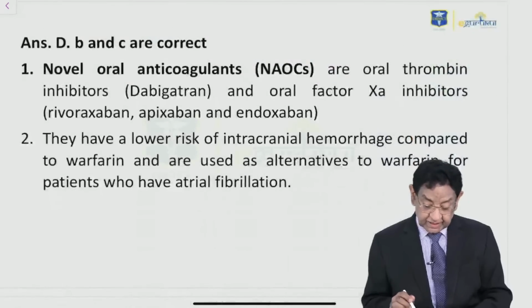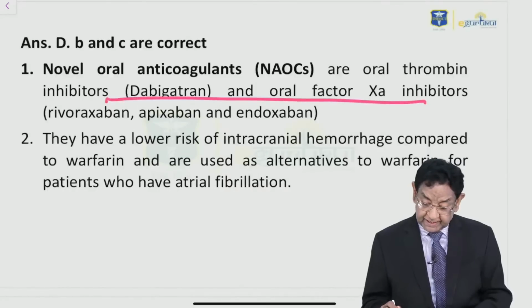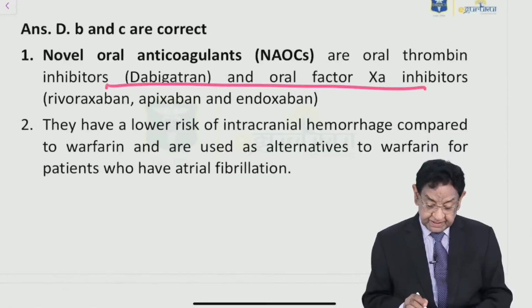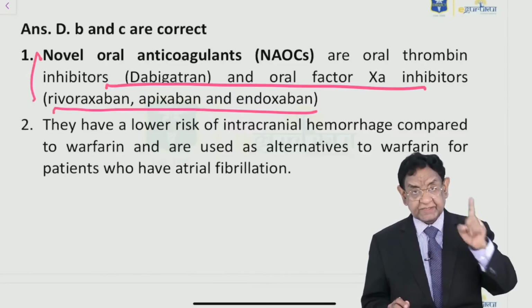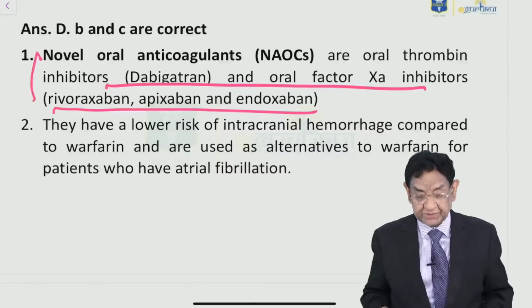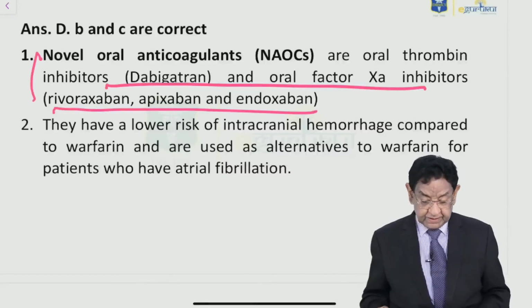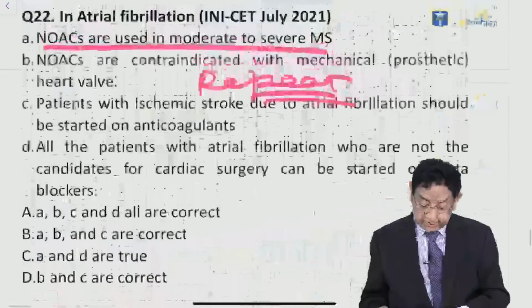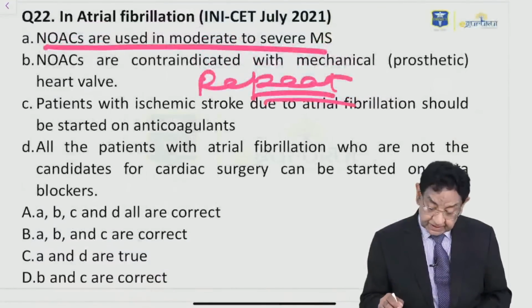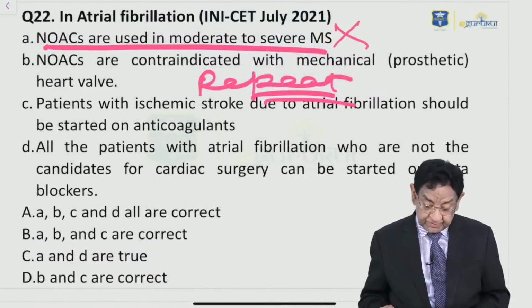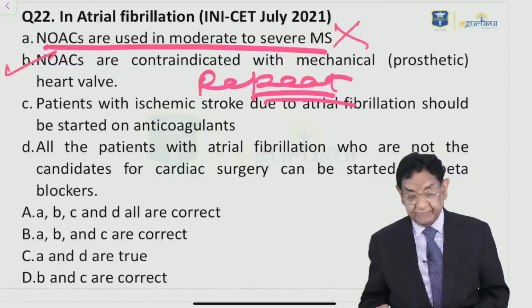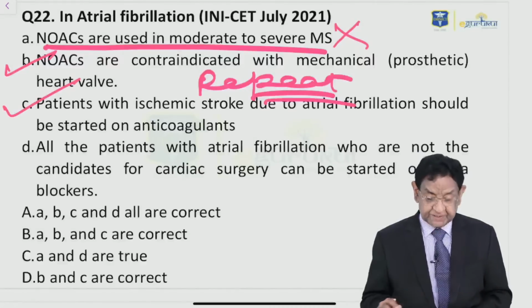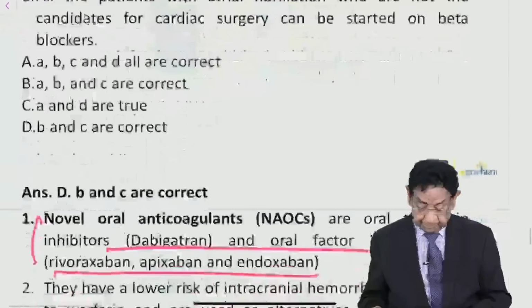Novel anticoagulants are dabigatran and factor 10A inhibitors. Rivaroxaban is a new thing. We have done this question, but I am giving you extra information. They are not used in prosthetic valves, as I discussed earlier. We never use them. They are contraindicated in prosthetic valves. We discussed that ischemic stroke patients with atrial fibrillation should be given them. But there is new information.